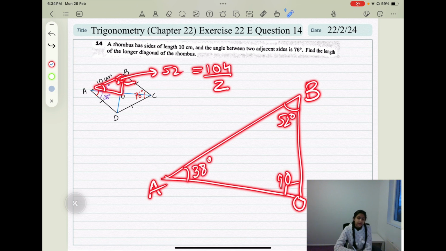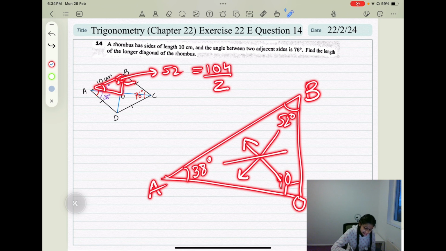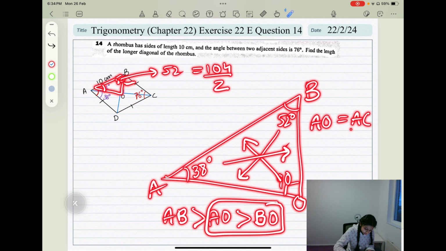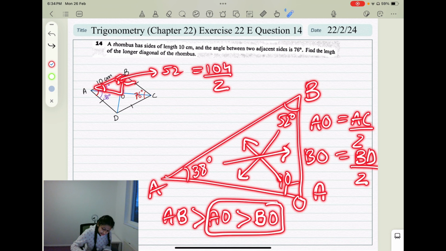We know for a matter of fact that the largest angle has the longest side opposite to it. So this side is the longest, this side is the second longest, and this side is the third longest. If angle O is the greatest angle, then AB is the greatest side, and if B is the second largest angle, then AO is the second largest side, followed by BO. So we can say that AO is greater than BO. AO is equal to AC upon 2 and BO is equal to BD upon 2. So AC upon 2 is greater than BD upon 2, so AC is greater than BD.